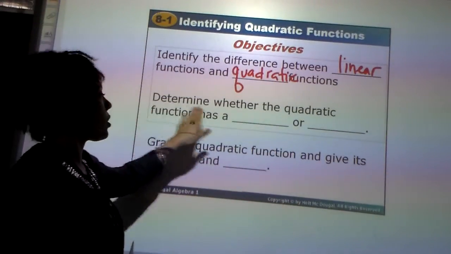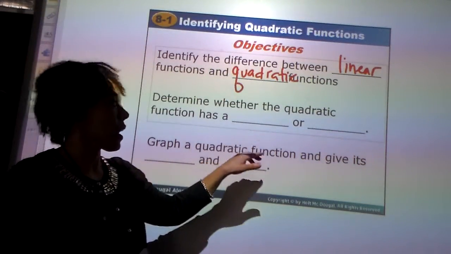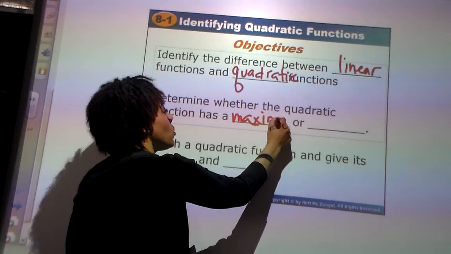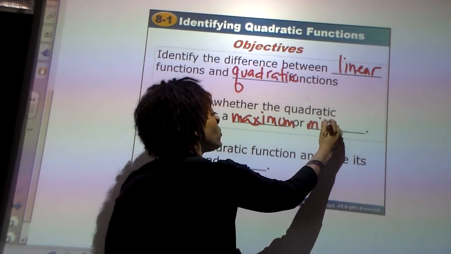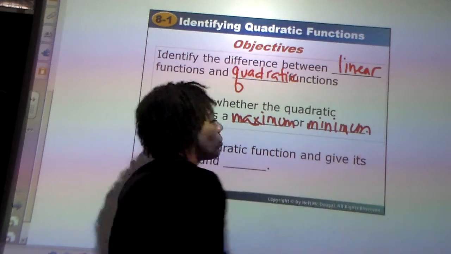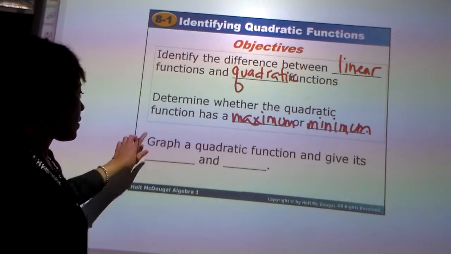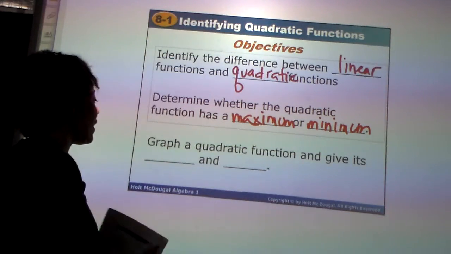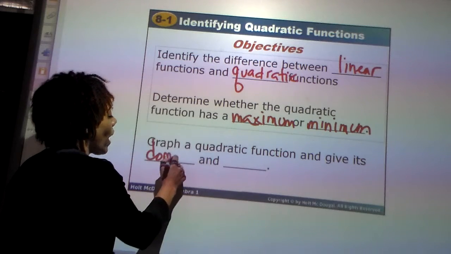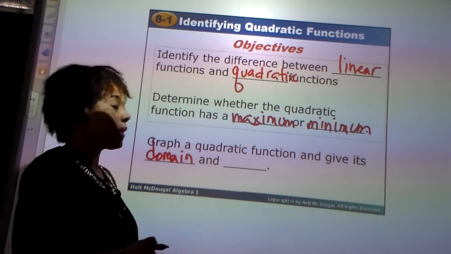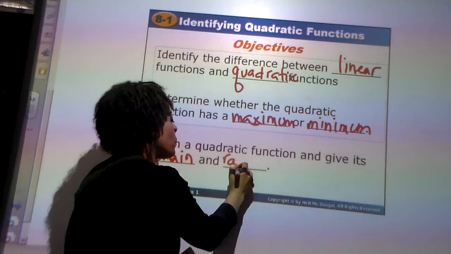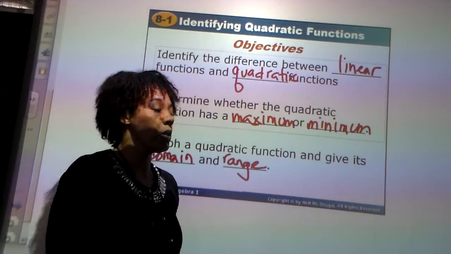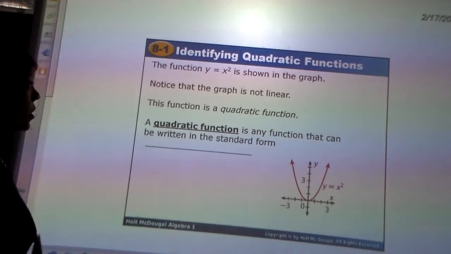Also, we'll determine whether the quadratic function has a maximum or a minimum. That's actually some new vocabulary that we will be discussing probably in tomorrow's part of the lesson. And then lastly, graphing a quadratic function and giving its domain and range. Remember, when we are graphing any type of equations or functions, there is always a domain and range, an input and an output, depending on what the rule is when you put in your numbers.